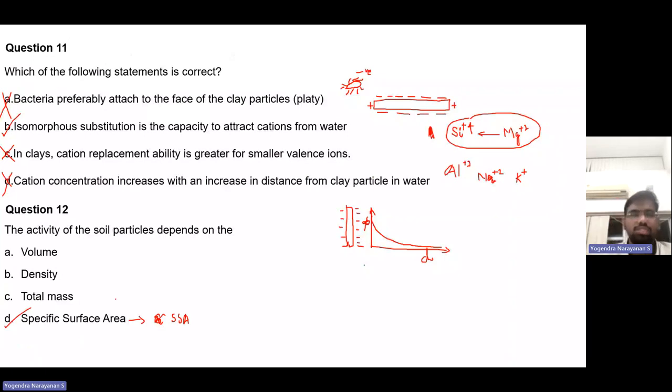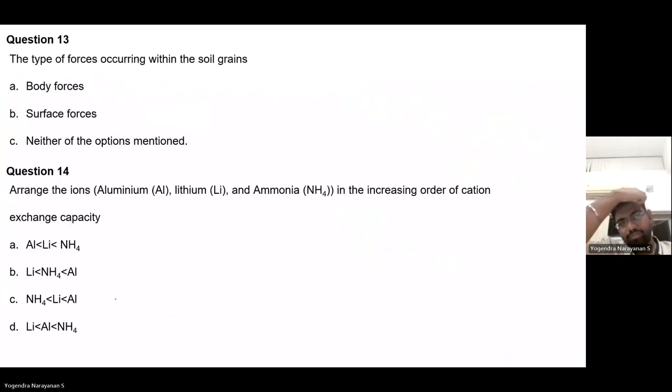So, moving on to the next question. The type of forces acting within the soil grains. Option A, body force. Option B, surface forces. Option C, neither of the options.